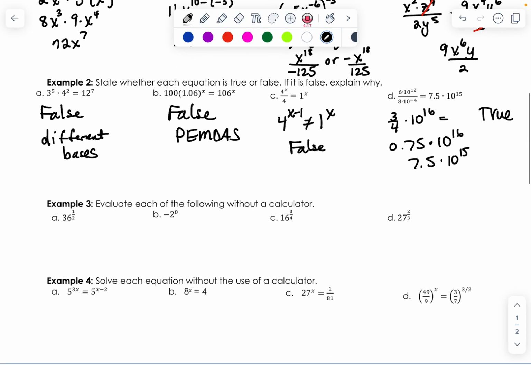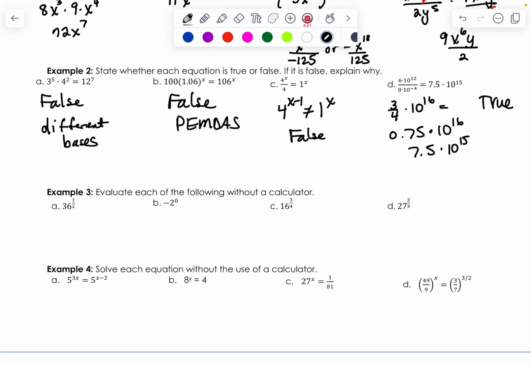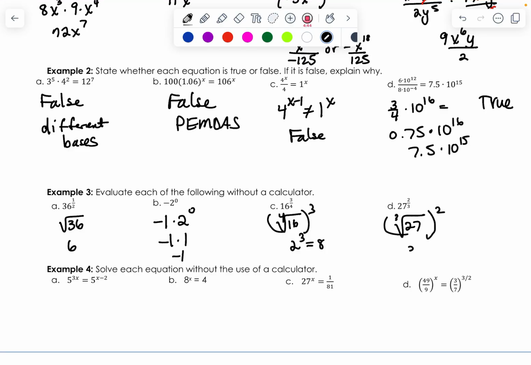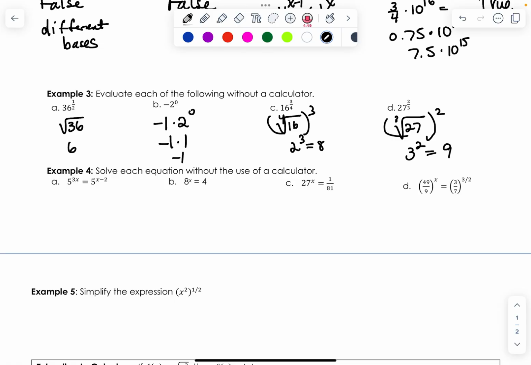All right, then in example 3, it says evaluate each of the following. 36 to the 1/2 means the square root. This one is negative 1 times 2 to the 0. So that's negative 1. In the third one, this means the fourth root of 16 cubed. So that's 2 cubed, which is 8. This one means the cube root of 27, which is 3, and you square it, is 9.